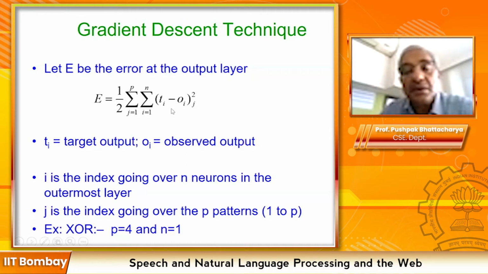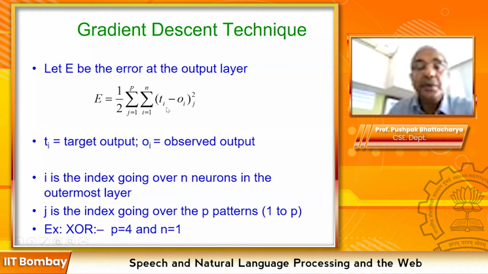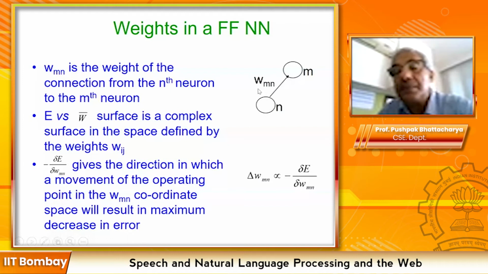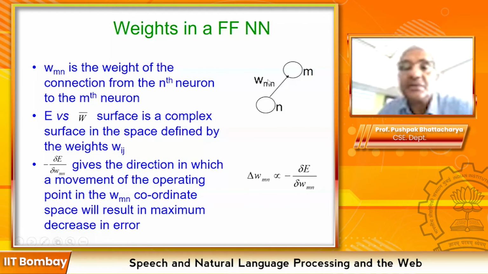Okay, so this is the expression for error. Now we apply gradient descent on this. We are interested in finding out how the weight value WMN will change through gradient descent. Now N is the feeding neuron, M is the receiving neuron. N is the sending neuron, M is the receiving neuron.